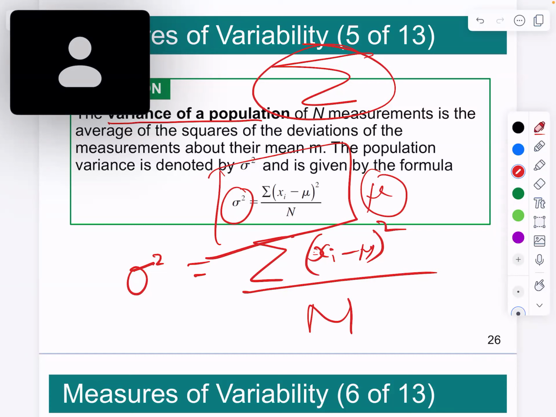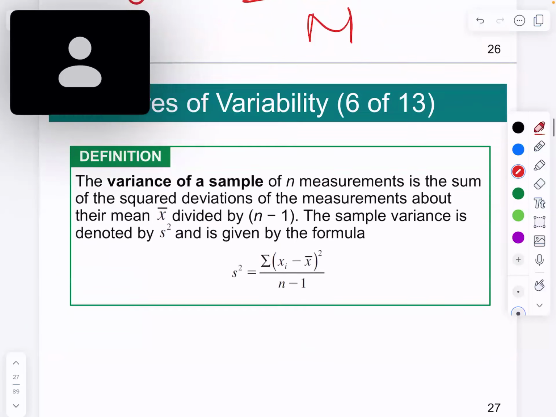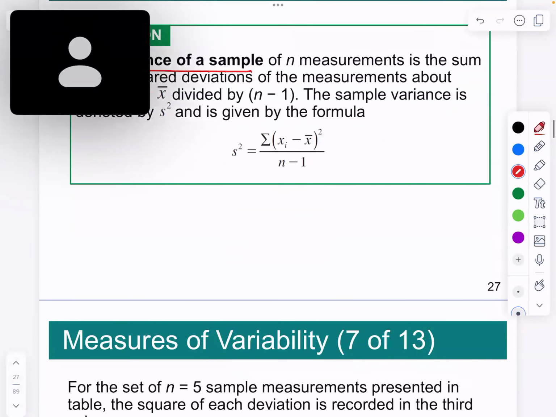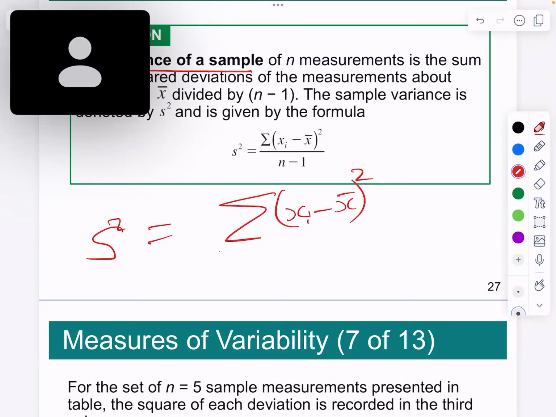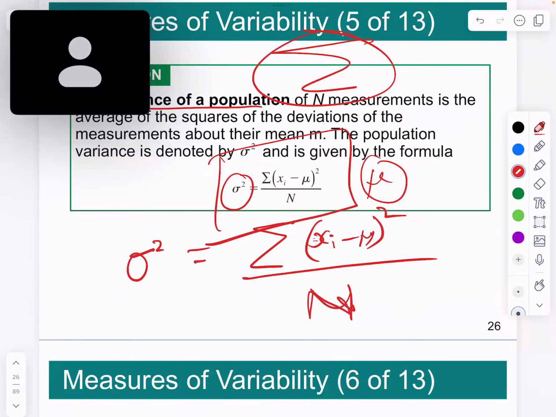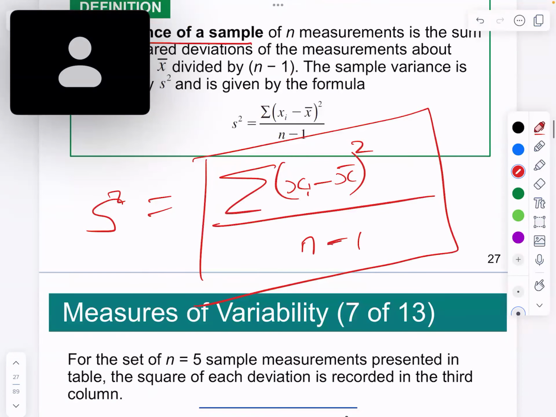Sigma squared. Now, however, variance of a sample is given as S squared equals the differences between the mean and each of the points, squared, divided by little n minus 1. This is very, very important. Here, only divided by n. Here, divided by what? n minus 1.